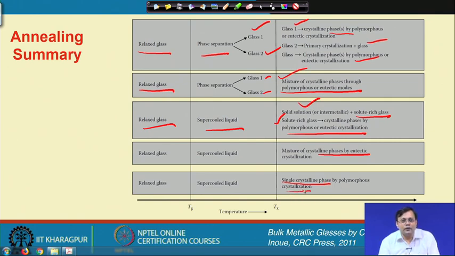So, when we think about a crystallization or a phase transformation in a glass, not only crystallization is important, but also phase separation is important. So, here we are talking about phase separation meaning differences in their chemical short range order.